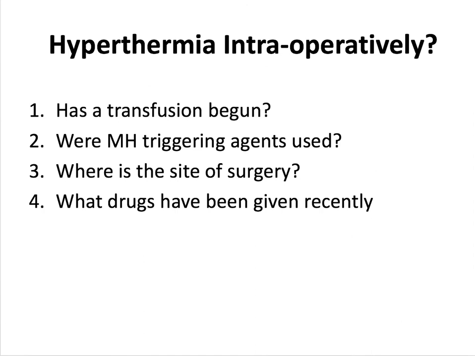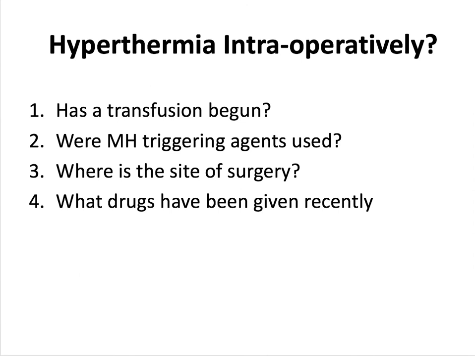Or triggering agents, given that MH might be considered as a patient having muscle rigor and mottling and increased CO2 production. Where's the site of surgery? Is there bacteremia? And what drugs have been given recently that might cause a drug-related increase in temperature?